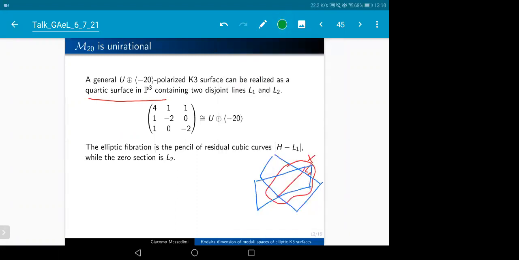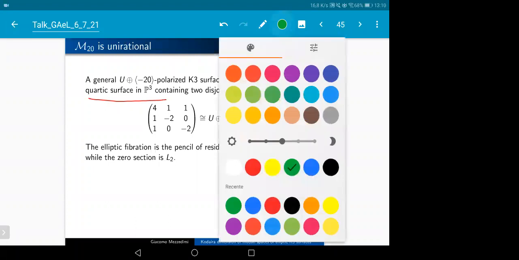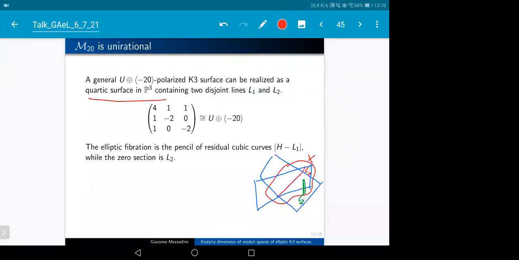But remember that there exists a second disjoint line, L2. This will intersect every hyperplane section at one point because it's a line, and it does not intersect the first line. So it will have to intersect the residual cubics. And so this is a section of the elliptic fibration. So this is kind of the geometric interpretation of this lattice isomorphism.